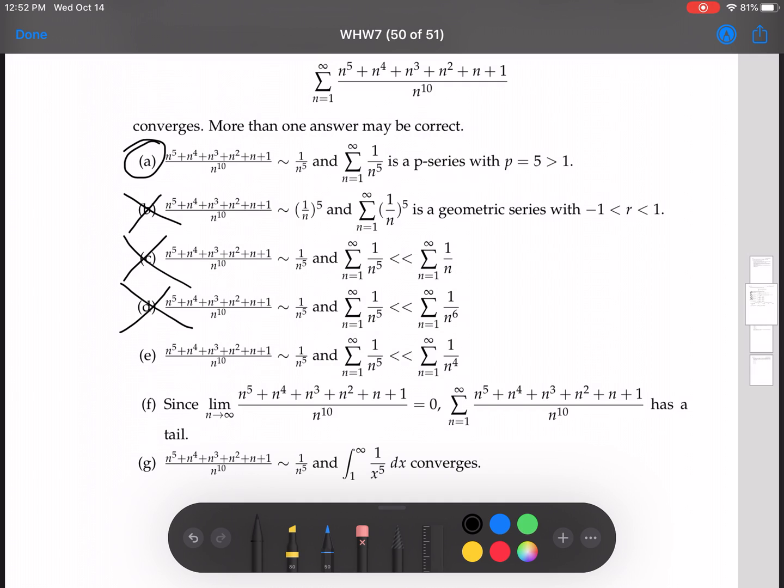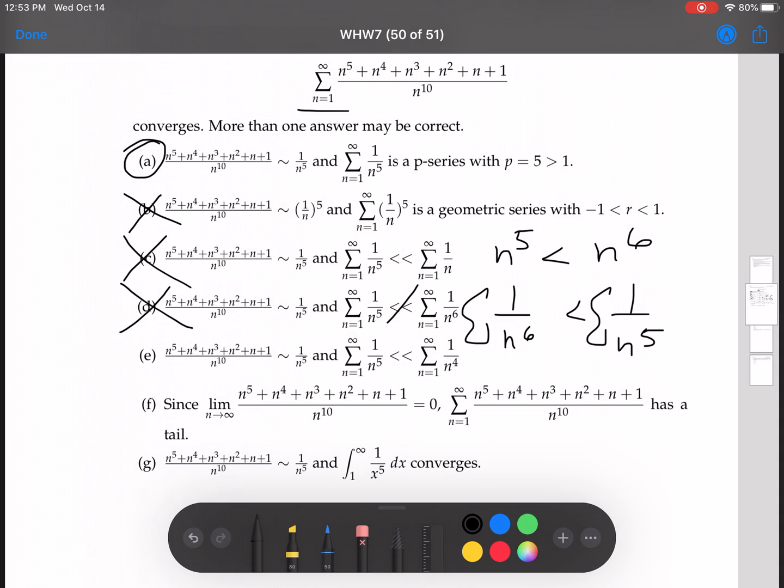Now let's see why this is. Okay, so n to the fifth is less than n to the sixth when n is bigger than or equal to 1, right? And that's what we're dealing with here. We're always dealing with n bigger than 1. So that says 1 over n to the sixth is less than 1 over n to the fifth. So the relationship is incorrect. It's actually, the relationship is actually this way. So that's why that one doesn't work.